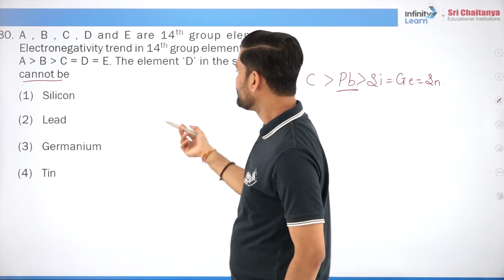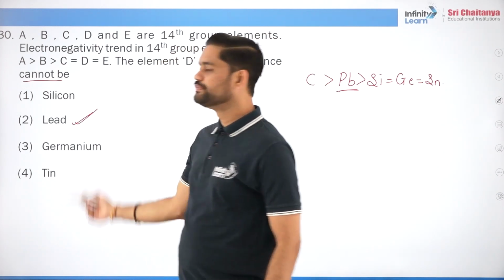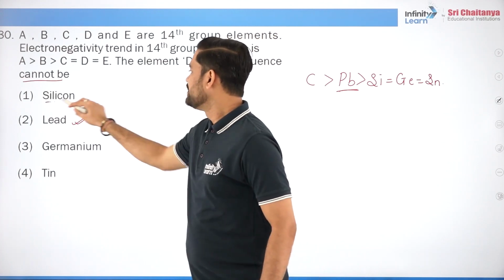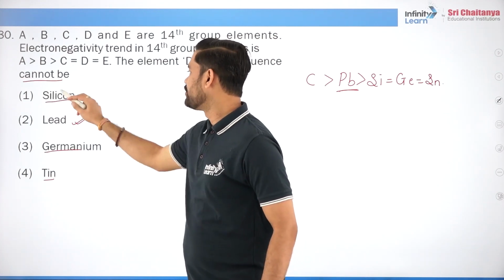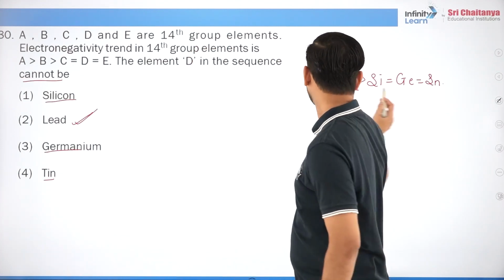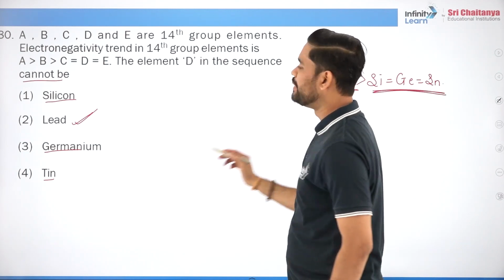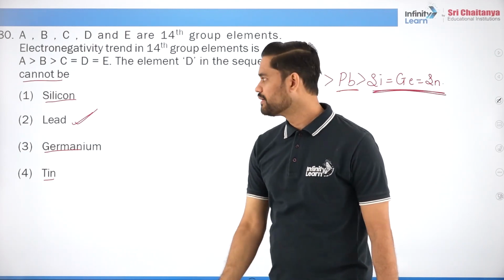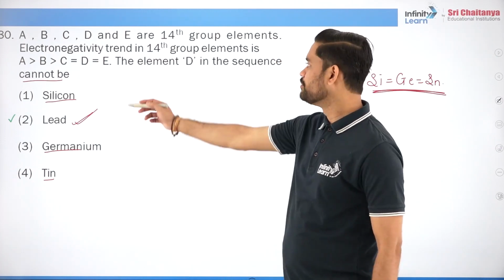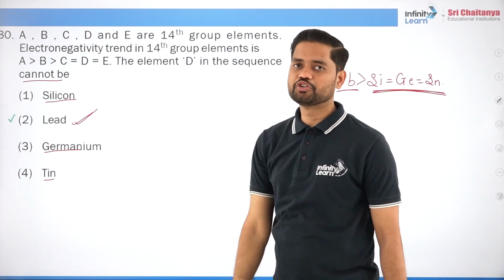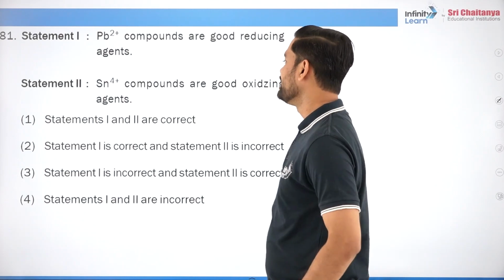D cannot be lead. Out of the other three, any one can be D, because they are all equal in electronegativity. But lead is not equal. Clear? So according to me, the answer for 80 is 2. Perfect.